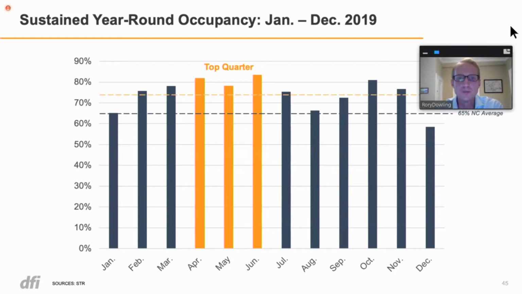Here, you're not seeing too many significant dips, and what you're really seeing, which is unique, is these strong occupancy levels going into the fall. October, November, even December being close to 60% is impressive, when a lot of people are not doing a whole lot of traveling up until Christmas time, and even then aren't really staying in too many hotels.